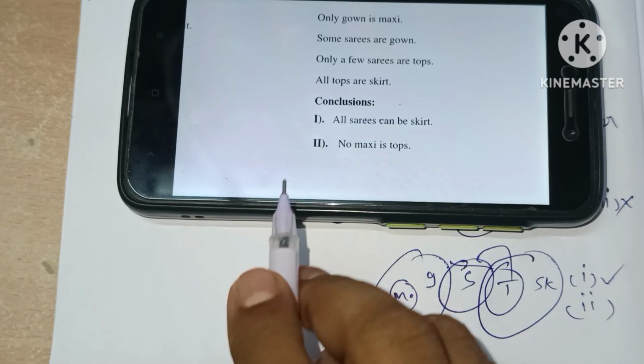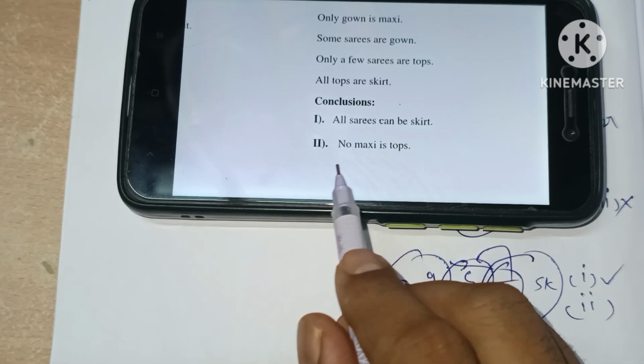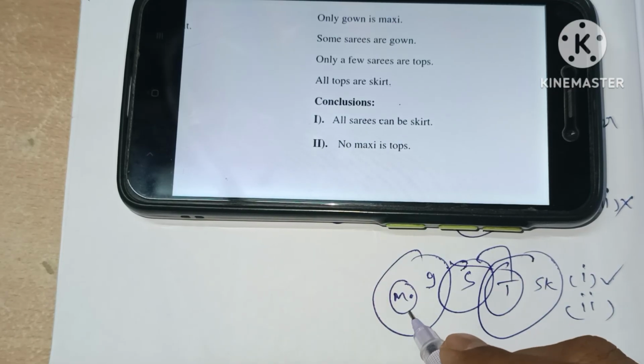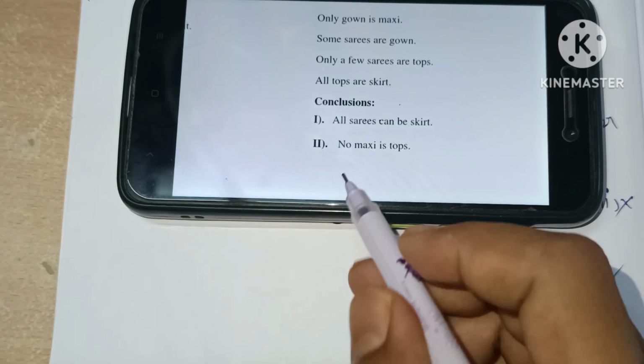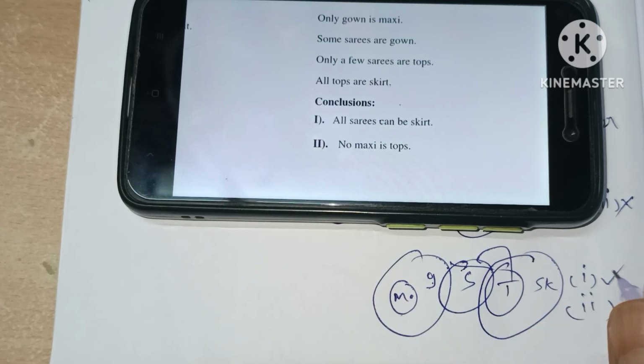Second conclusion. No maxi is top. We check some maxi can be top. This is maxi. Maxi doesn't share with anything except gown. So here it is saying that no. So it is true.